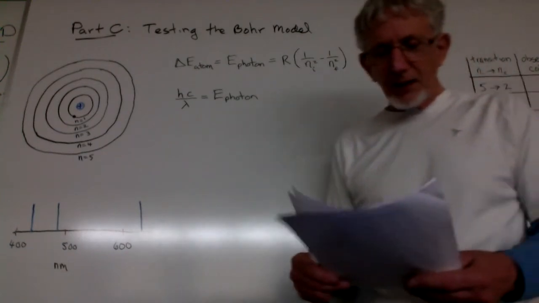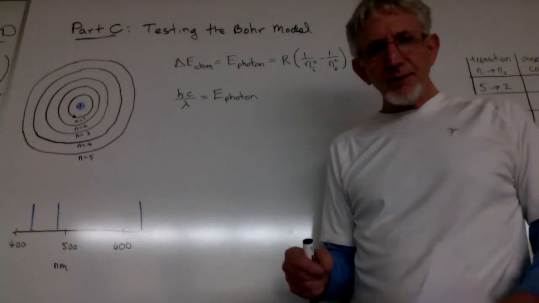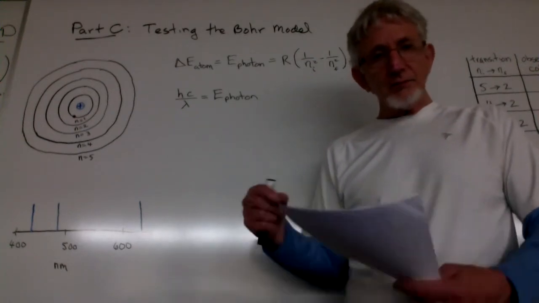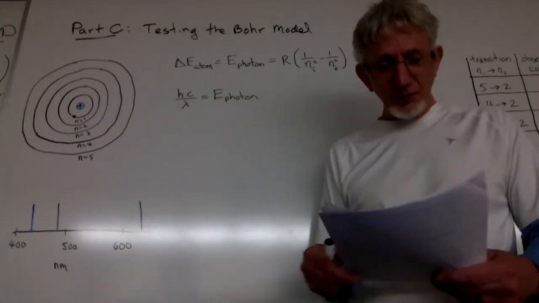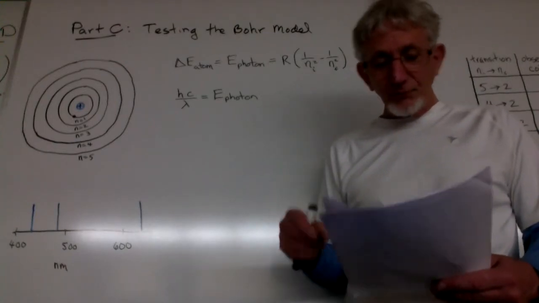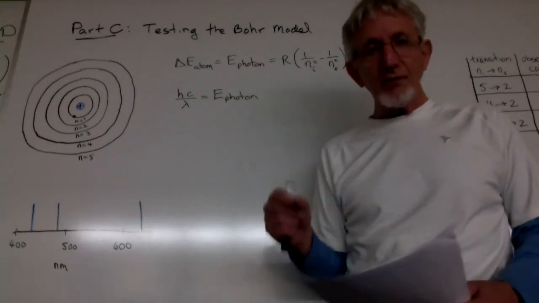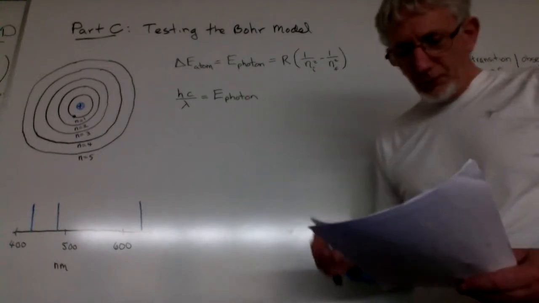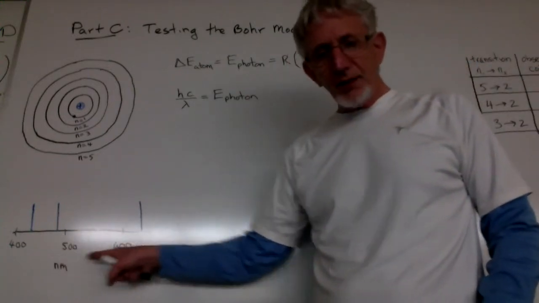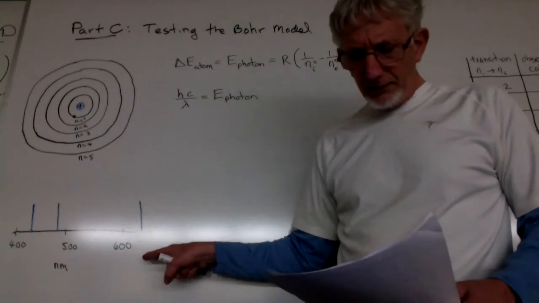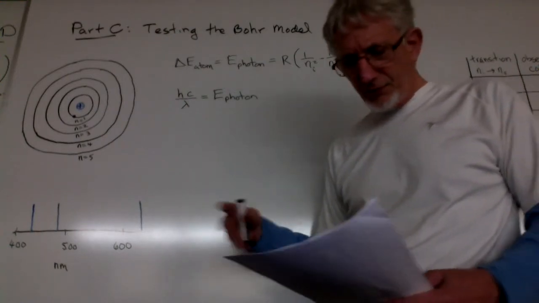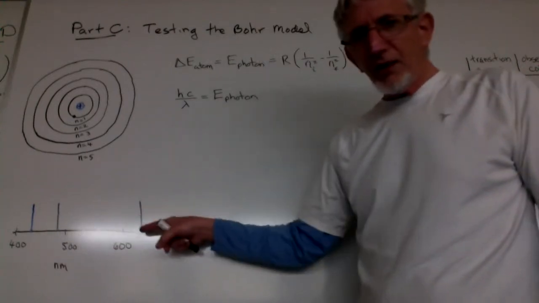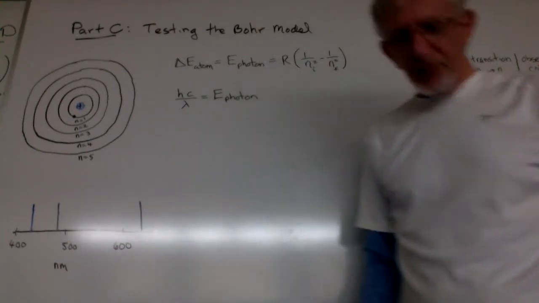So part C, we're testing the veracity, the ability of the Bohr model of the hydrogen atom to predict and explain what nature does, what the hydrogen atom does. More specifically, the model proposes to explain and predict the line spectrum of hydrogen. It provides a physical mechanism by which the discrete lines, these discrete wavelengths, these discrete colors of light are emitted or created by the hydrogen atom.